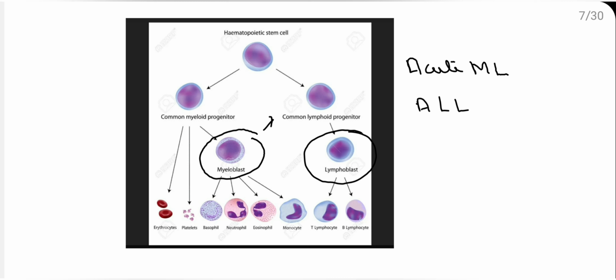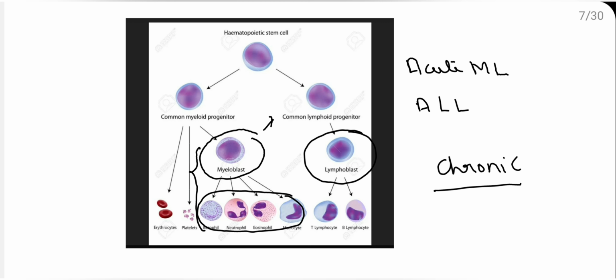If you see lymphoblast, then it is acute lymphoid leukemia. Suppose you see the whole family, that is myeloblast, promyelocyte, myelocyte, metamyelocyte, band form, various granulocytic series, then it is chronic, because you are going to see a whole series of cells, and most commonly the mature forms of cells. Then it is chronic leukemia.